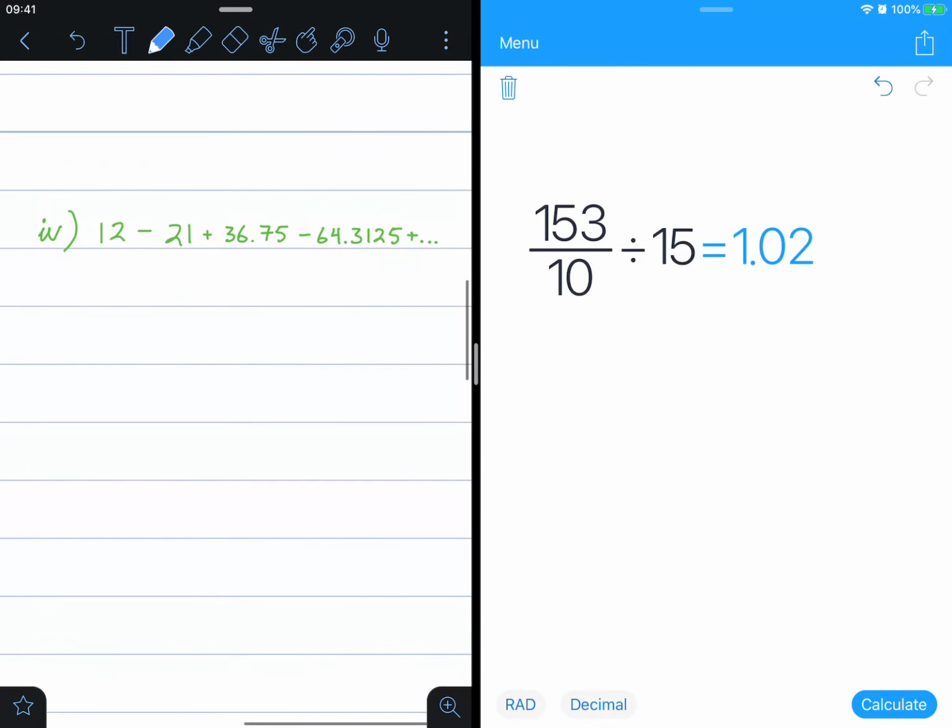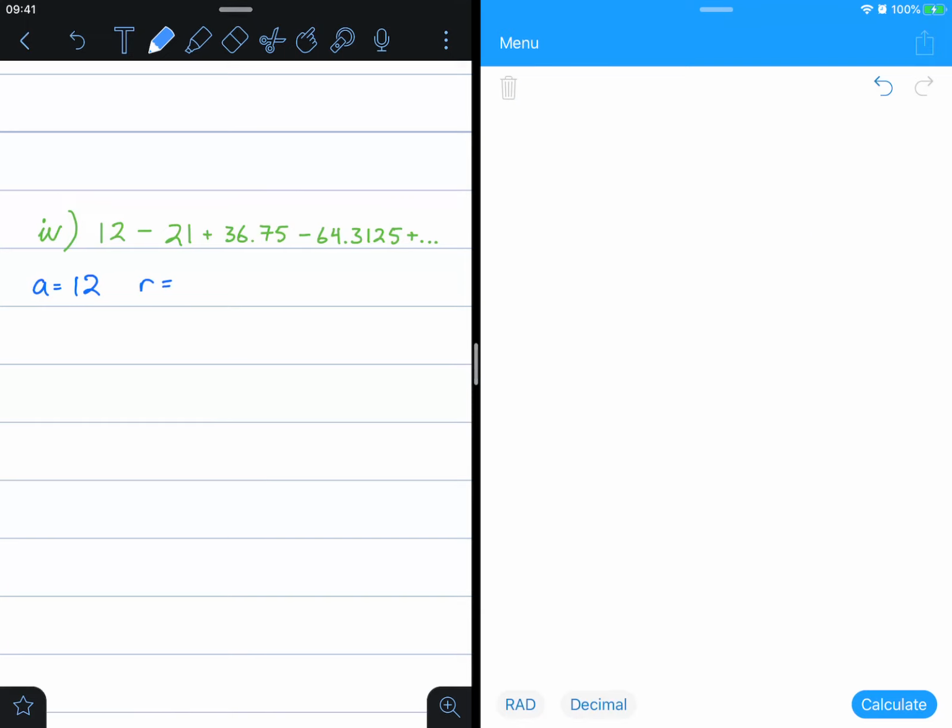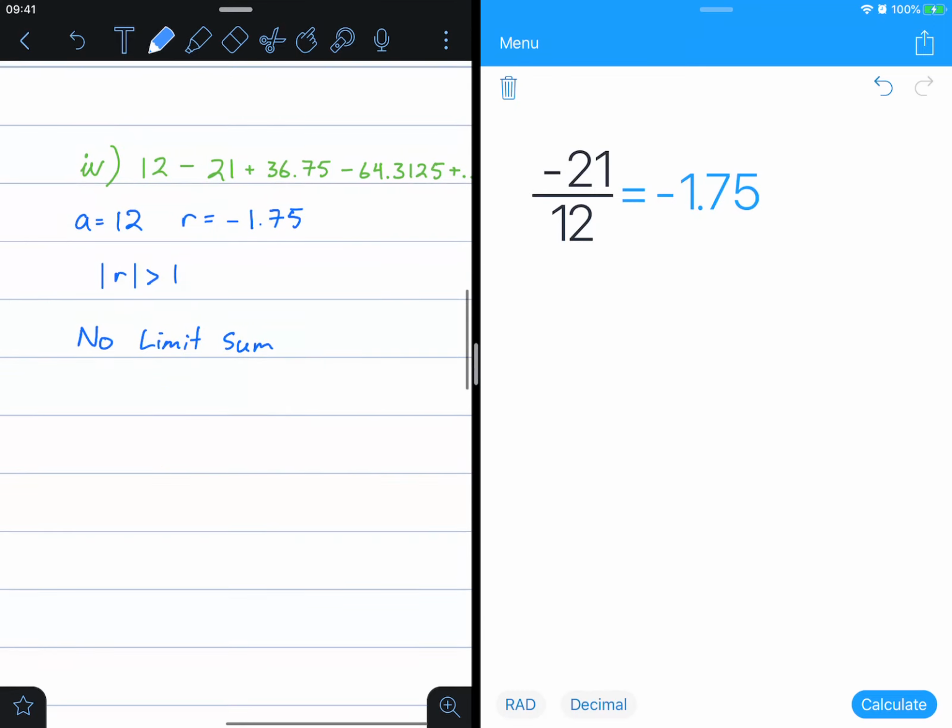Let's try it one more time. Here we go. A is equal to 12. The ratio, let's test it: negative 21 divided by 12. I hope you saw again this one's negative 1.75. If we take the absolute value of r, which is positive 1.75, that's greater than 1. So again, there is no limiting sum for this. The only sum that we can do is S of n, which we have done previously, but we now need to specify which term we want to add up to.